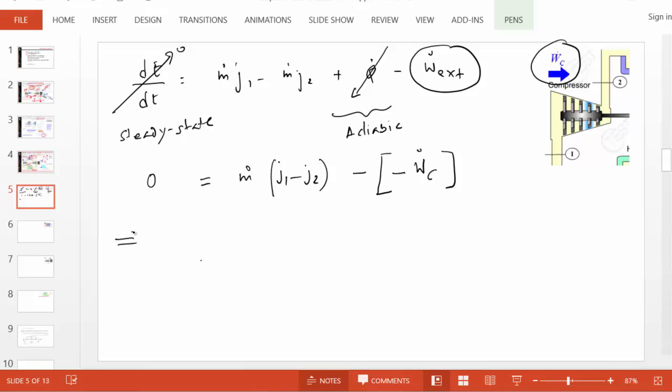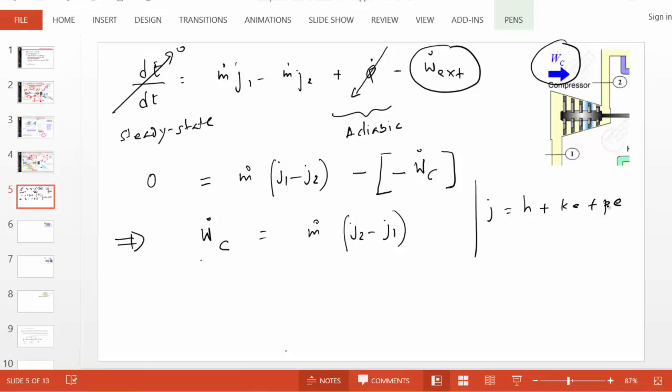And notice, because of that, if we get an expression for the compressor work, negative made it plus, so we switch side here, so it will become m dot J2 minus J1. And if we neglect kinetic energy, recall that what is J? J equals H plus KE plus PE. So if we neglect kinetic energy and potential energy, then we get m dot H2 minus H1.